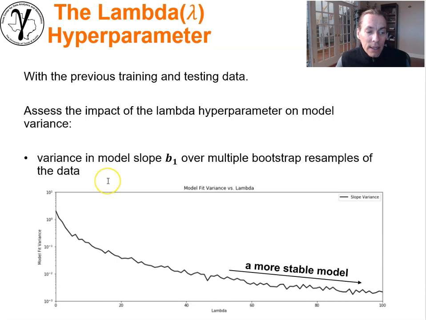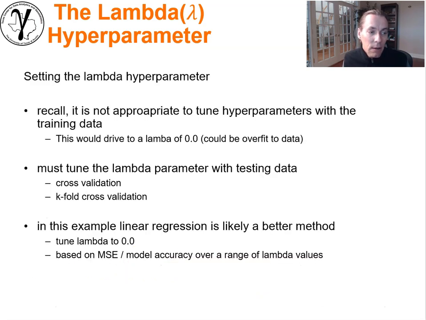And so what I did was I looked at the variance of the slope coefficient over multiple bootstrap resamples from the data. So I bootstrapped the data, got multiple bootstrap realizations of training data, and just kept track of the variance of the slope for different lambda parameters. And this is the result I got. What can we see? In general, we are getting a more stable model as we increase the lambda parameter. So we are seeing more model stability.